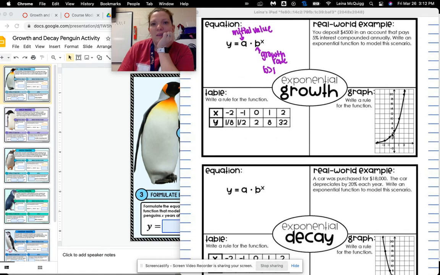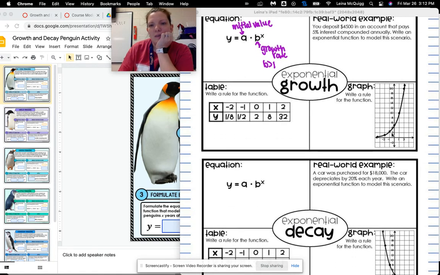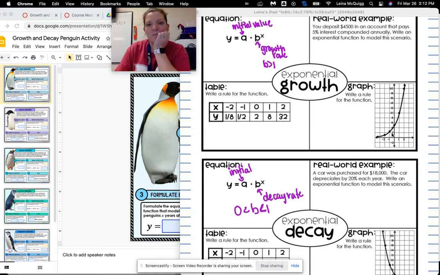All right, so again, I'm going to kind of do both of these. I think I'm going to do each box at a time. So decay, when we talk about decay, A again is still our initial value. So it's how many did we start with? And then B is the decay rate. And this value is going to be less than 1. It's going to be between 0 and 1. Okay, so if you have 1/2 or 0.5 or 0.7 or 0.8, 1/8, all these things are between 0 and 1. This is going to be decay. It's going to cause the population to decrease.